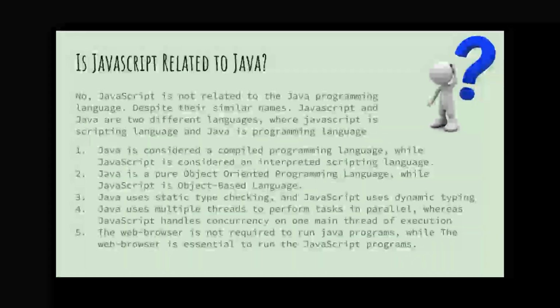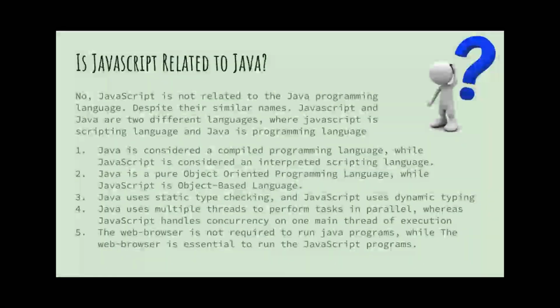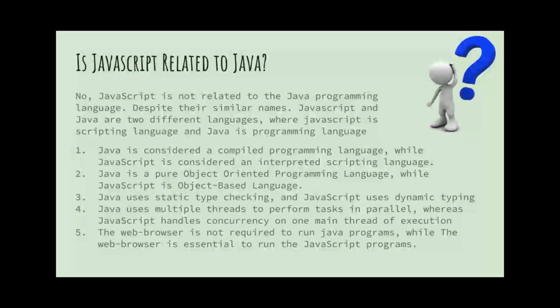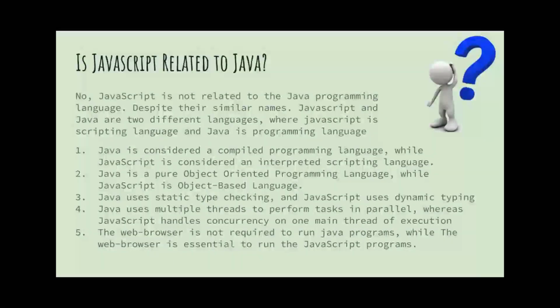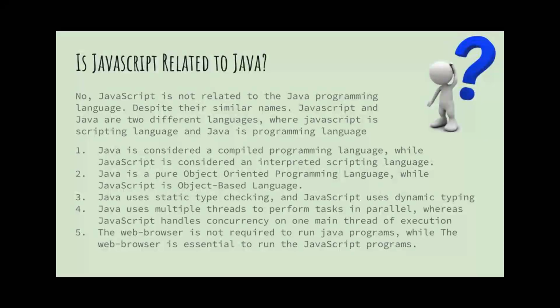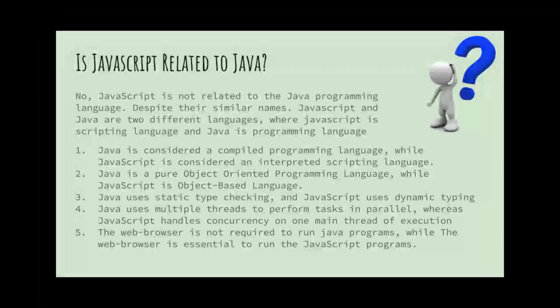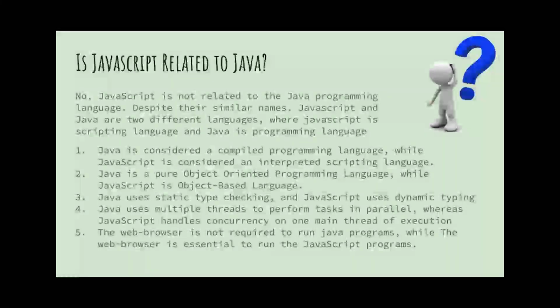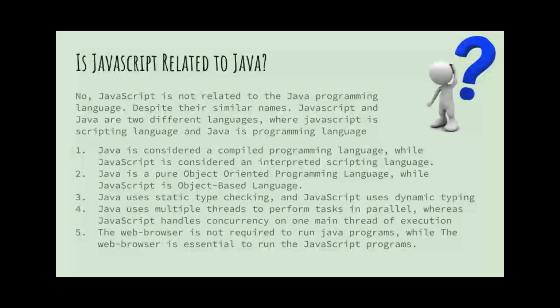Java is a pure object-oriented programming language, while JavaScript is an object-based language. Java uses static type checking, whereas JavaScript uses dynamic type checking. Java uses multi-threading concepts, whereas JavaScript uses the single-threading concept.